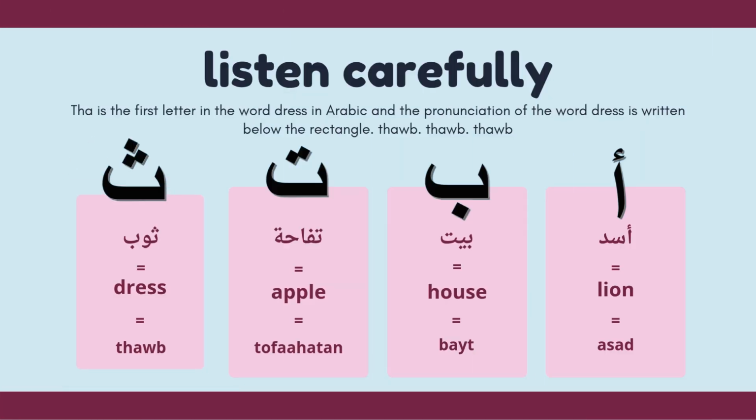Tha is the first letter in the word dress in Arabic, and the pronunciation of the word dress is written below the rectangle. Thawb, thawb, thawb.